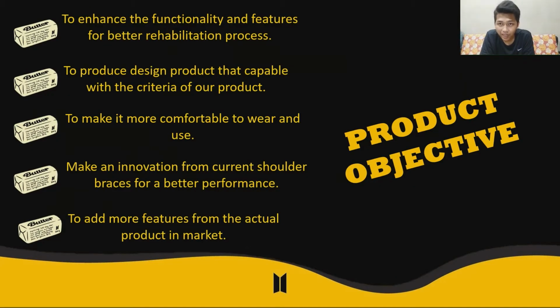We have 5 objectives of this design product. First, to enhance the functionality and features for a better rehabilitation process. Second, to produce a design product that is capable with the criteria of our product. Next, to make it more comfortable to wear and use. Next, to make an innovation from the current shoulder brace for better performance. And lastly, to add more features from the actual product in the market.